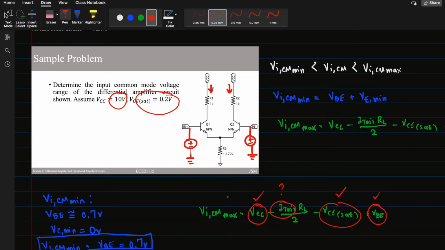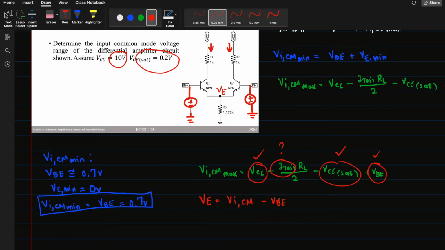And paano natin kukomputin yan? So to compute ITEL, we need the voltage across the resistor R3 divided by R3. And if we recall, the voltage at this node with respect to ground is actually VE. Therefore, the voltage across R3 is equal to VE. And kung i-recall natin from the previous episode, VE is actually dependent on the input common mode voltage. Di ba? Dahil VE is equal to VICM minus VBE. So ngayon, makakompute na natin si ITEL. So this is now our ITEL, which is VICM minus VBE over R3.